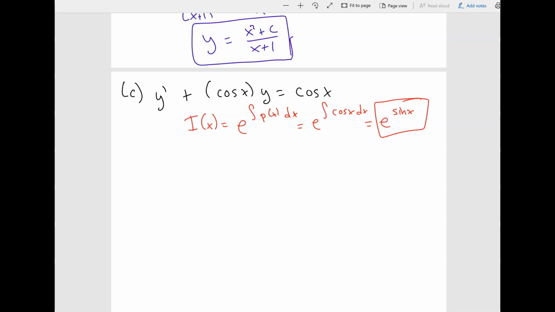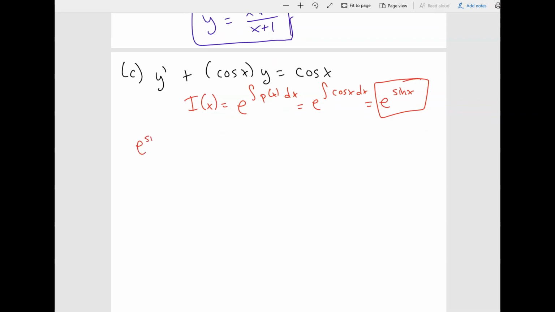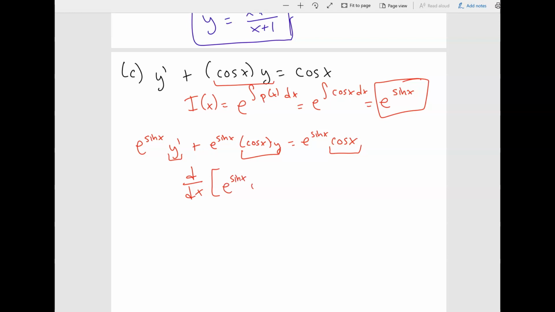So I'm going to multiply every single term by e to the sin x. It's going to be e^(sin x) y' plus e^(sin x) cos(x) y, and then e^(sin x) cos(x). Every single term ended up getting an e to the sin x. Now I'm going to take the reverse product rule. I'm going to write the integrating factor, e^(sin x), and then y. If I take the product rule of this, I'm going to get this whole thing back. The right-hand side stays by itself.